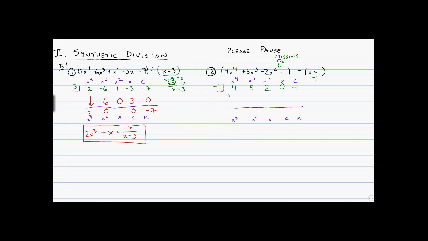Back to work. So bring down the 4. Go quickly. 4 times -1 is -4. 5 plus -4 is 1. 1 times -1 is -1. 2 plus -1 is +1. 1 times -1 is -1. 0 plus -1 is -1. -1 times -1 is +1. And oh, that's kind of cool. Oh, weird. I don't know if we've even seen one of these yet. At the end of the problem, we get 0 remainder. That's cool. It means it divides in evenly.